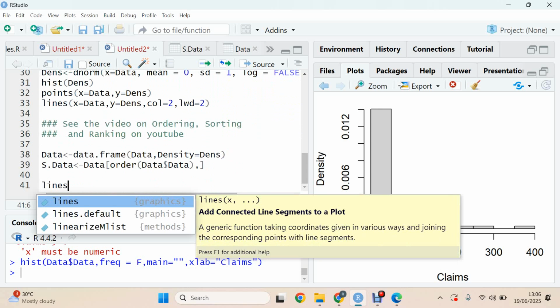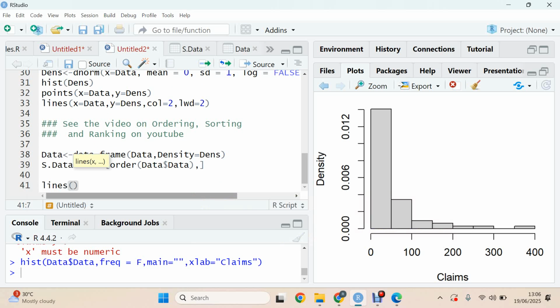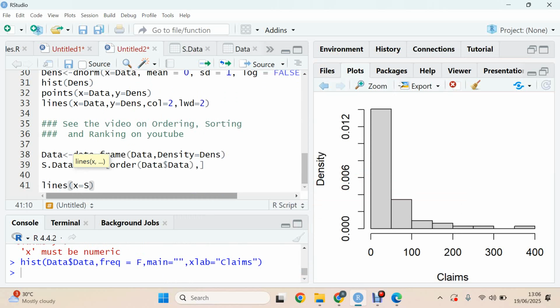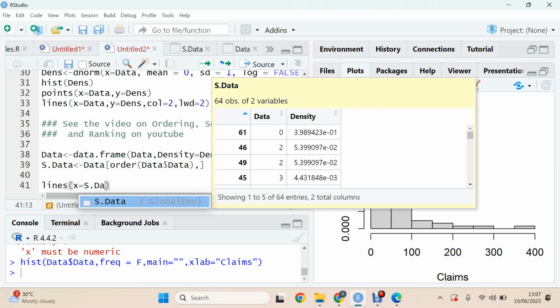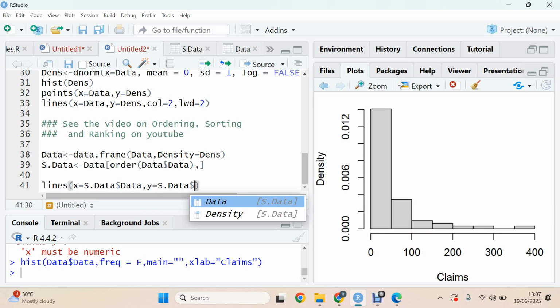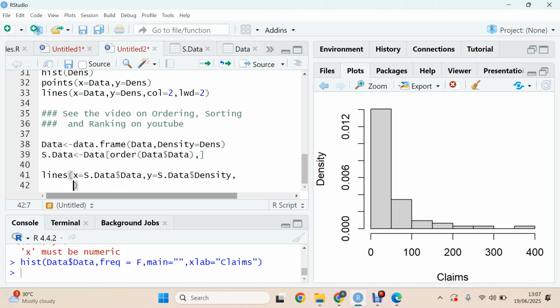So lines. You need X. So X will be S data, S dot data, data. And then Y will be what? S dot data density. Do we want to color? Maybe yes. This is a line, so we want red.